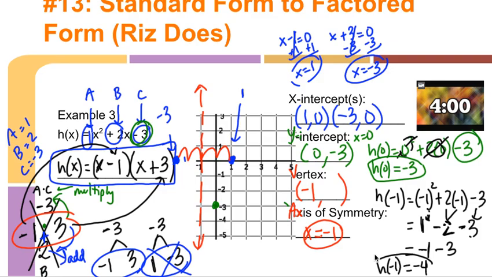So h of negative 1 is equal to negative 4, meaning my vertex is negative 1, to the left 1, and down 4 spaces, meaning that this is my vertex right here. So here's a point at negative 3, here's a point, here's a point, and here's a point. And if I was to draw my parabola, it would look something like this. Okay, and that's the video for the day.